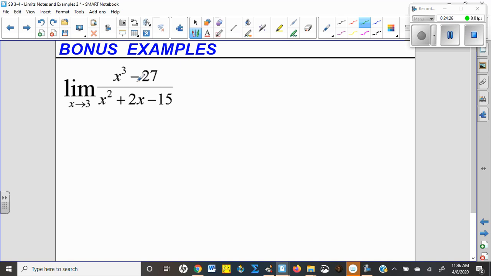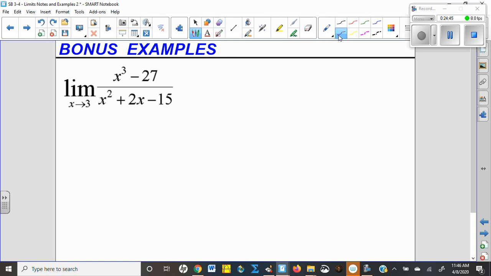The first half of these are going to be very algebraic, kind of like problems 21 through 25 will be on your worksheet tonight, and then the second ones will be using those trig identities. 26 through 30 will be using that sine of x over x trig identity.